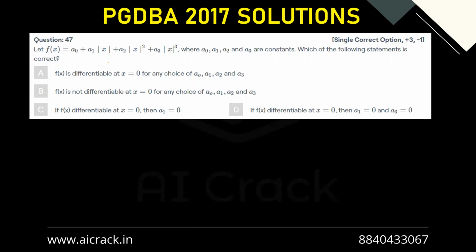Hi everyone, let's solve question number 47. Let f(x) equals a0 plus a1 mod x plus a2 mod x square plus a3 mod x cube, where these are constants. Which of the following statements is correct? So basically we have to find out the differentiability of this function.